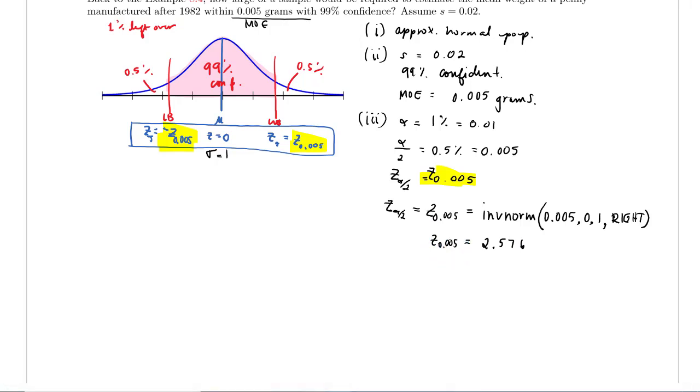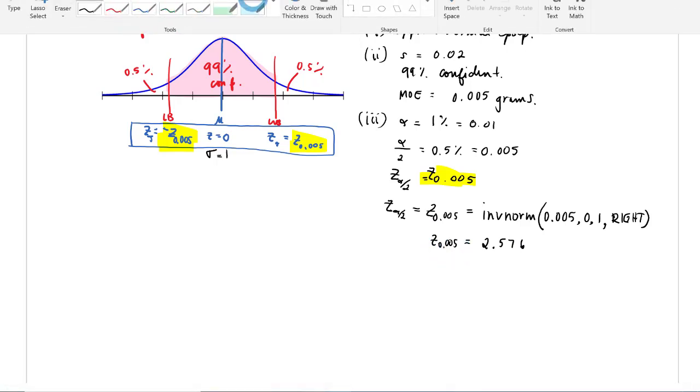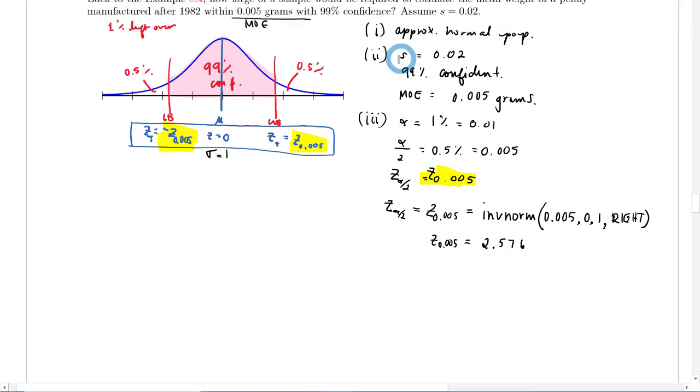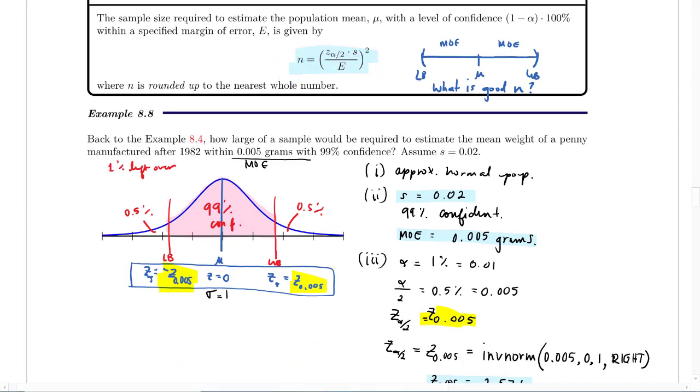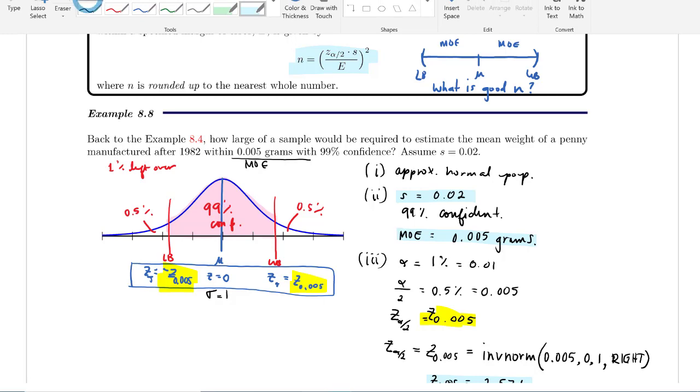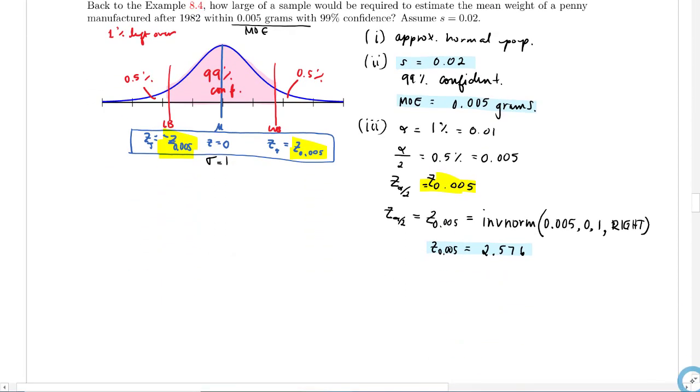Okay, so here are the pieces that we're going to need for our sample size. We're going to need S, E, and z sub alpha over 2. So let's go ahead and do this quotient. Let's find the sample size. The sample size is z sub alpha over 2 times the sample standard deviation over the margin of error, squared.